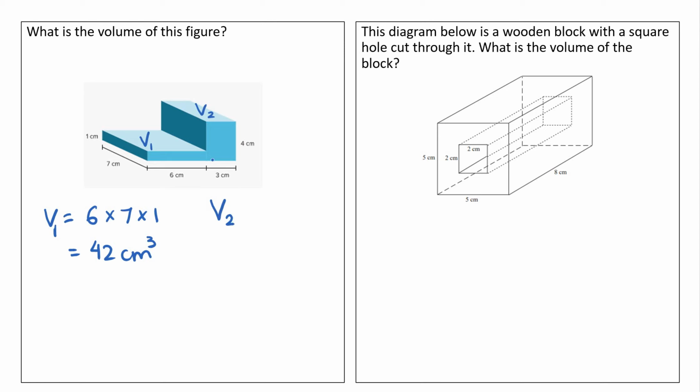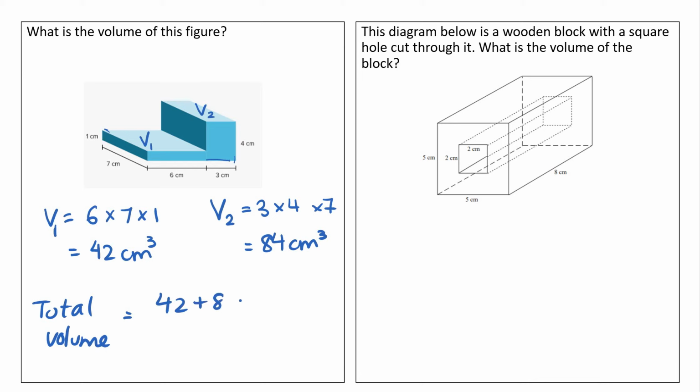is, let's see here, we've got length times width, 3 times 4. And then times the height, which is the same as this length here, so 7. So that means the total volume is going to be 3 times 4, which is 12, times another 7, which is 84 centimeters cubed. And if we add those together, we'll get the total volume of that shape. So the total volume would be 42 plus 84, which is 126 centimeters cubed.